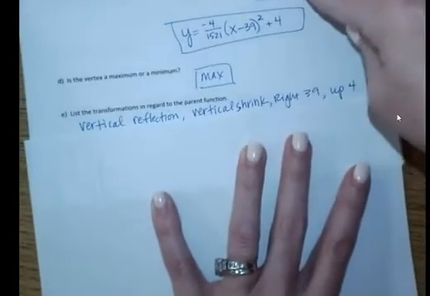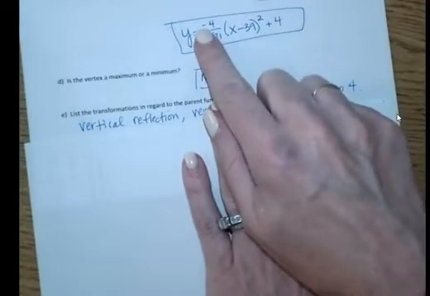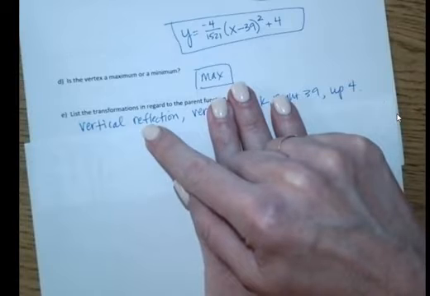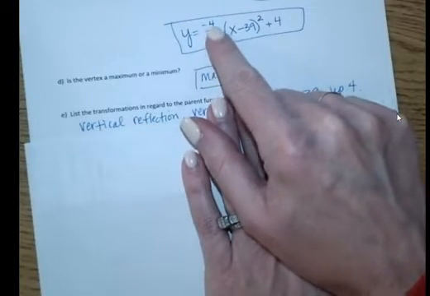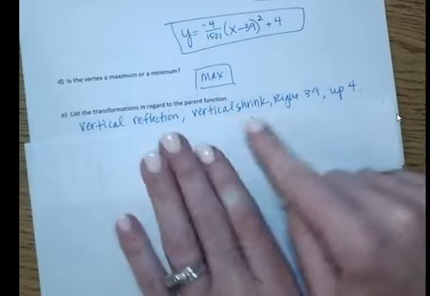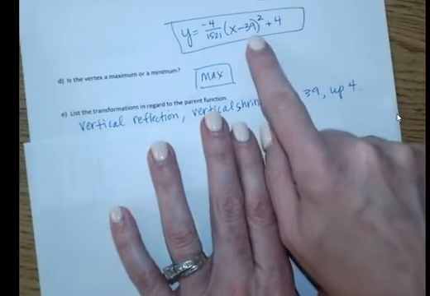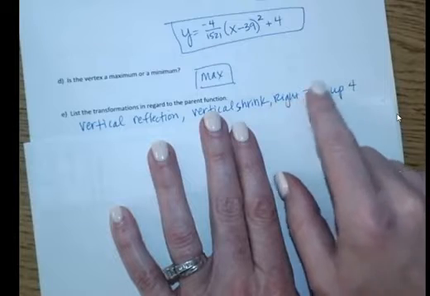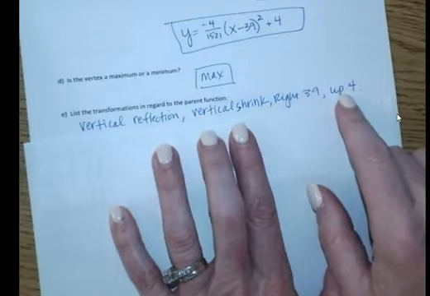So the first thing I notice is the negative. The negative means it's a vertical reflection. You could also say reflect over the x-axis. That works as well. Then I notice that this is a fraction, which means it's vertically shrinking. The -39 means it's moving to the right 39 units. And the +4 is up 4.